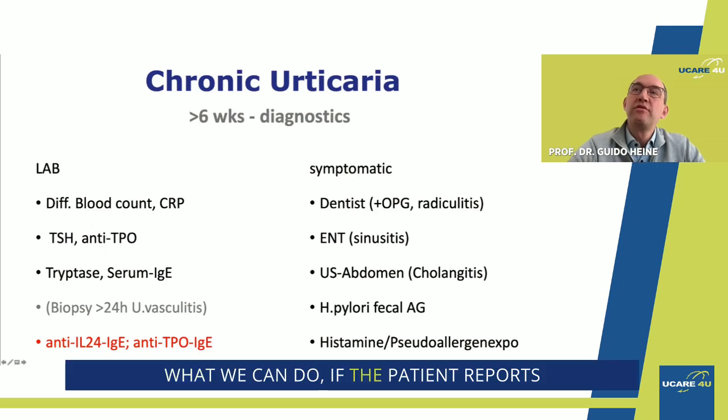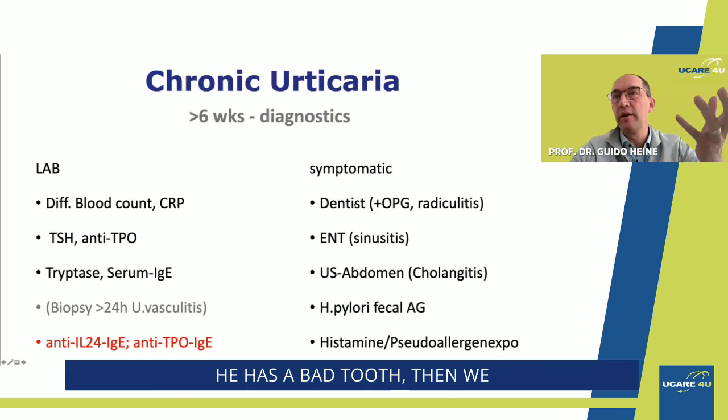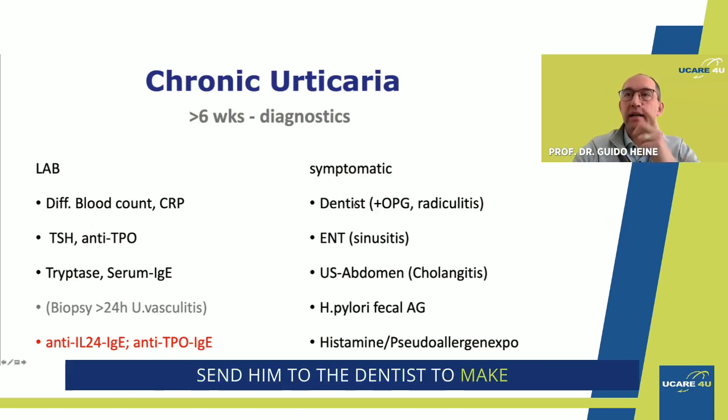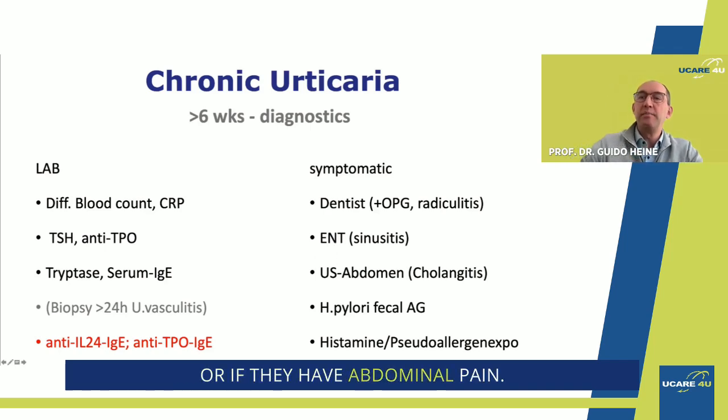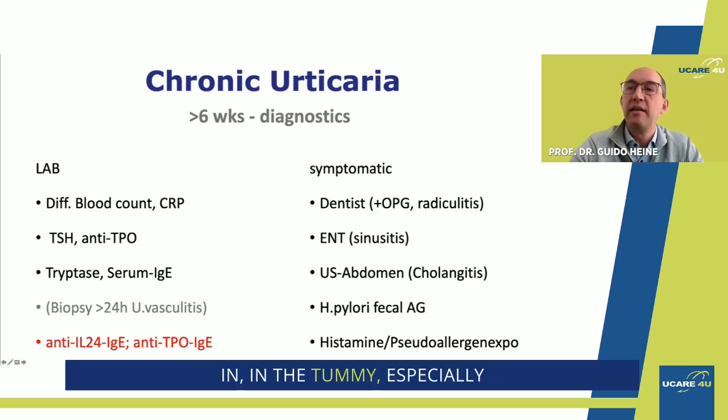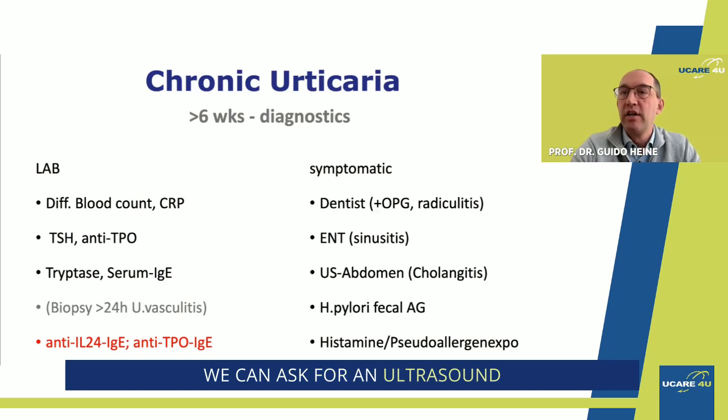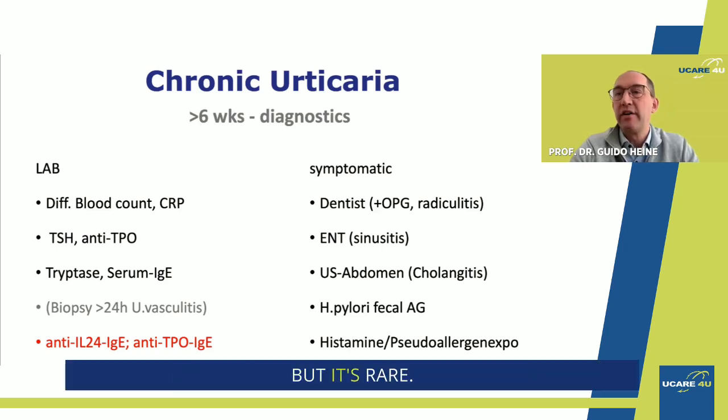What we can do if the patient reports strong symptoms, for example, he has a bad tooth, then we send him to the dentist to make an X-ray from the jaw, or we send him if there's a nasal problem, or if there is abdominal pain, in the tummy, and especially in the upper right, we can ask for an ultrasound of the abdomen in case of an infectious focus there, but it's rare.